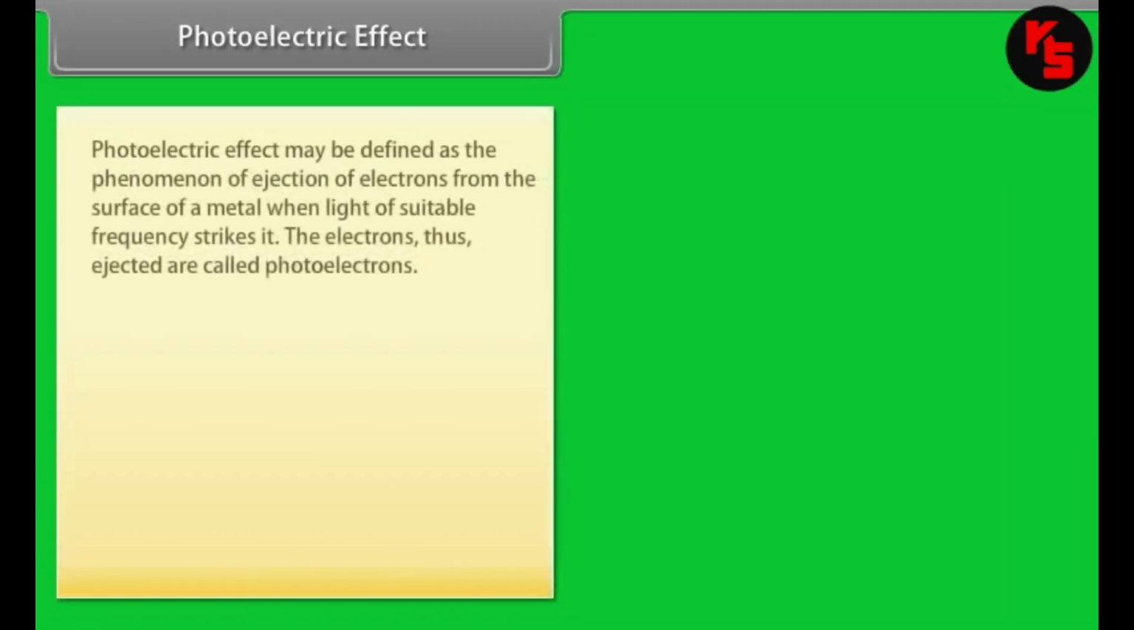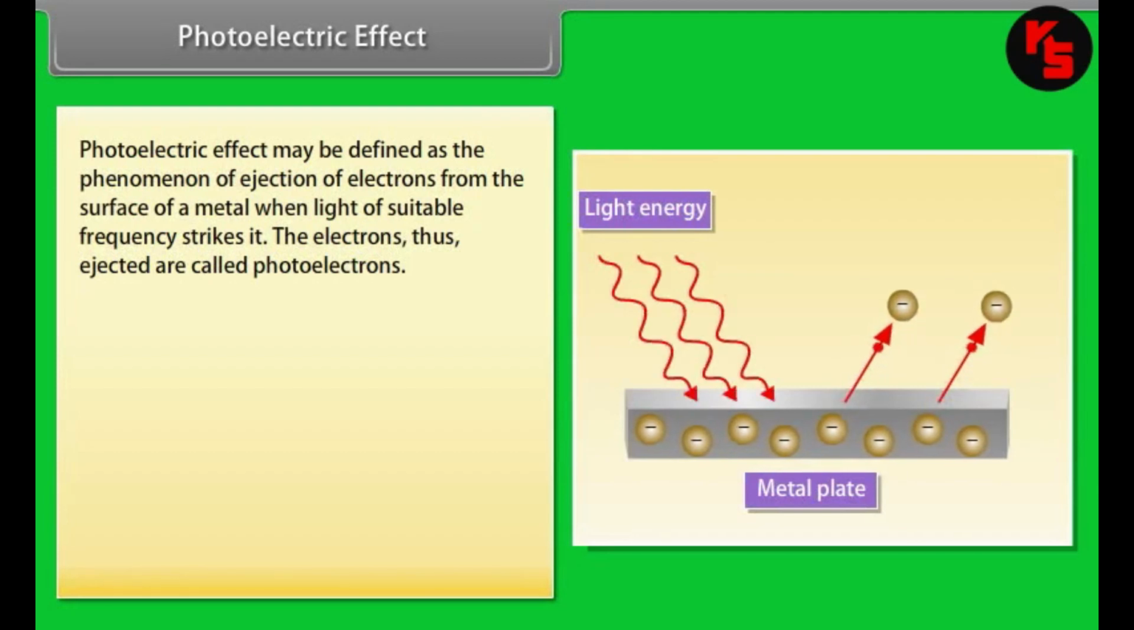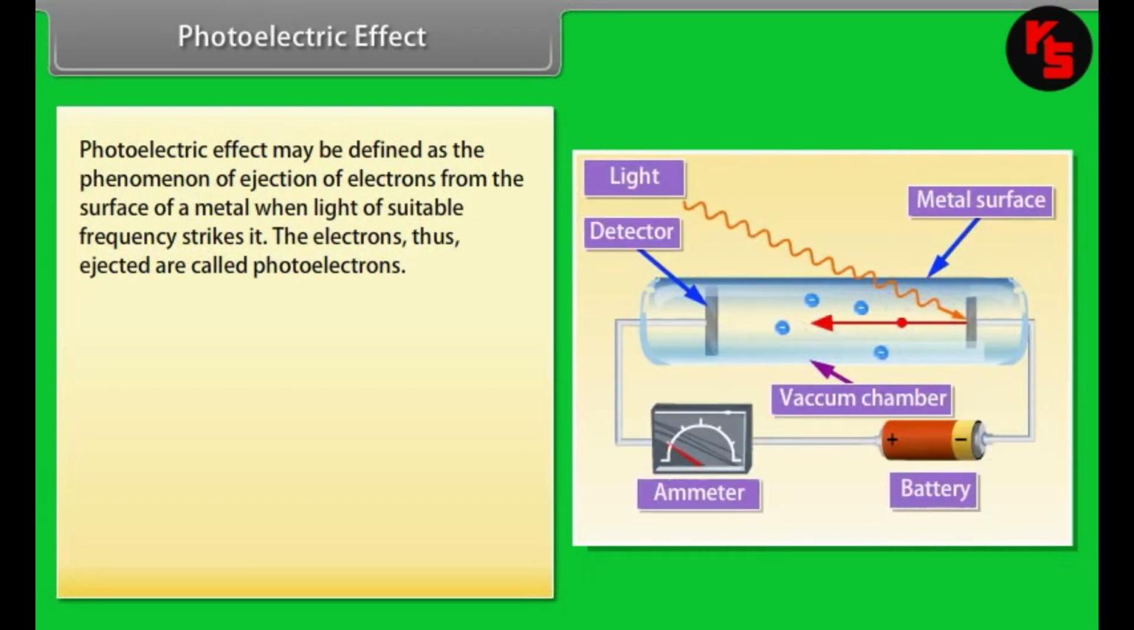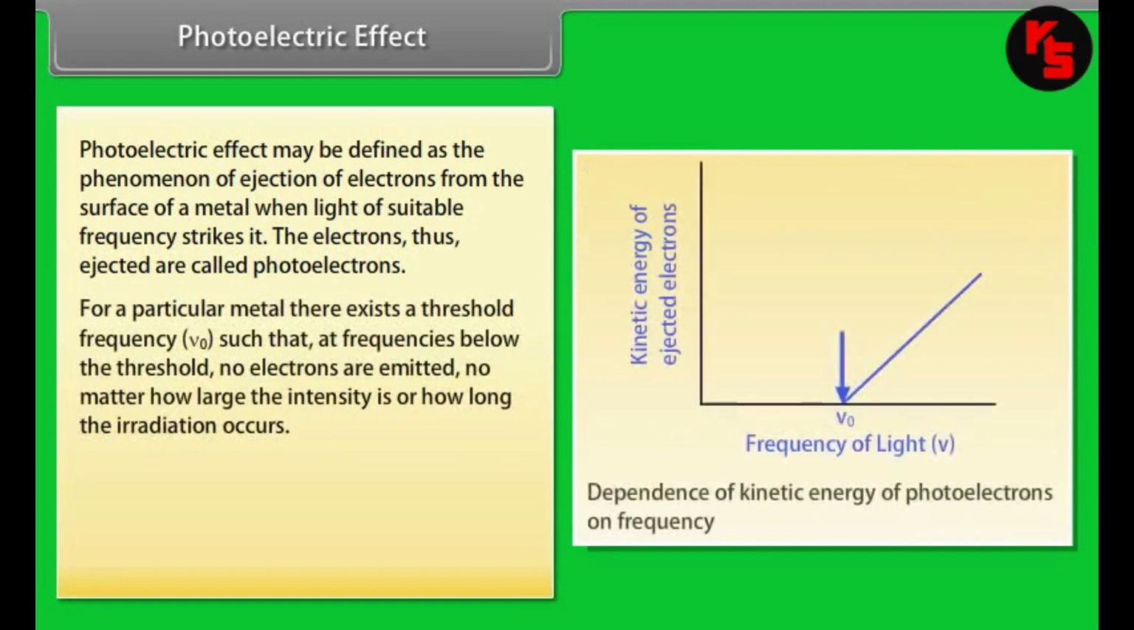Photoelectric effect. Photoelectric effect may be defined as the phenomenon of ejection of electrons from the surface of a metal when light of suitable frequency strikes it. The electrons thus ejected are called photoelectrons. When light of particular frequency strikes the metal surface, electrons are ejected from the metal surfaces, which are detected by the detector. For a particular metal, there exists a threshold frequency nu naught, such that at frequencies below the threshold, no electrons are emitted, no matter how large the intensity is or how long the radiation occurs.